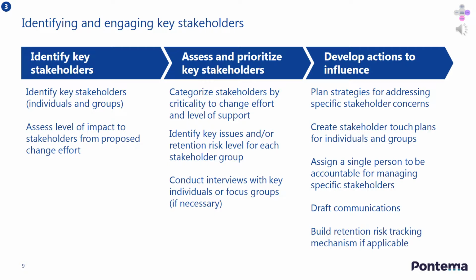The second element in a successful communication and engagement strategy is to identify and engage with key stakeholders. Change leaders need to identify the individuals and groups that will play a critical role in the success of the program, such as opinion leaders, key information holders, and those facing risks due to the changes.